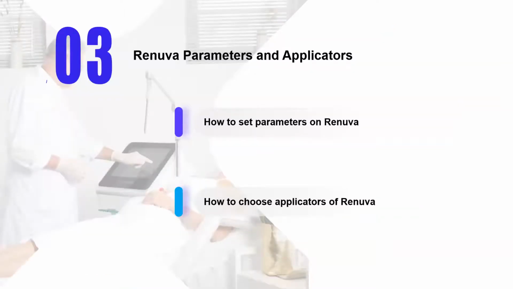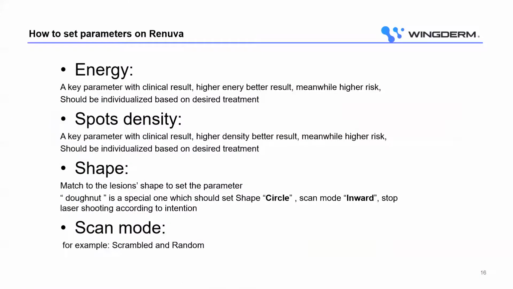Now let's discuss the parameters and applicators: how to set the parameters and how to choose the applicators. Setting the parameters is based on four parts, like the energy and sparse density, which will be explained later, and the shape, which is matched to the lesion shape. Donut is a special one, which should be set with shape circle and scan mode inward.